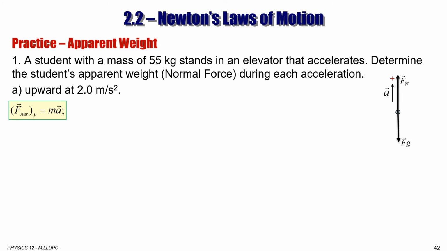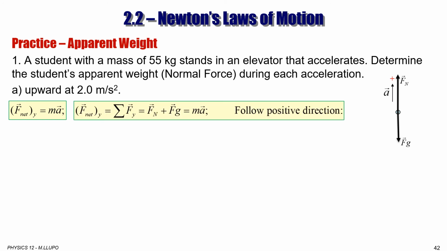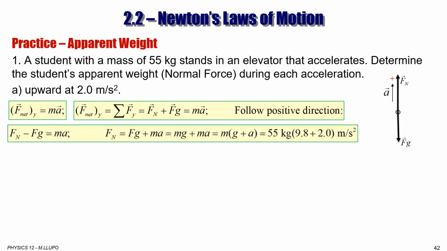Then F net y is equal to the sum of all forces, we have just two, is equal to ma. And now since we have positive up, Fn is positive, Fg is negative. So we solve for Fn: we move Fg to the other side of the equation, and it becomes positive. So Fn is Fg plus ma. Fg is mg, plus ma, we factor m. It is g plus a. Then you plug in numbers: 55 kilogram times 9.8 plus 2 meter per second squared. So the answer will be 649 Newton.